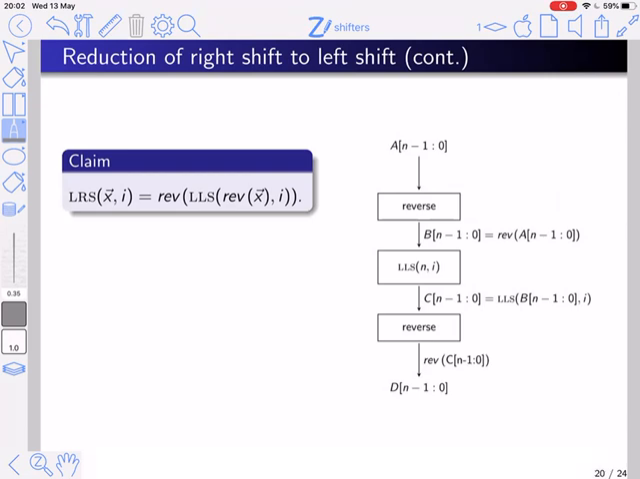So now we notice that by using reversals, we can reduce a right shift to a left shift. Namely, if I want to perform a right shift by i positions, I take A, I reverse it, then I do the left shift, then I reverse it, and I get the correct right shift. Okay? I will leave it as an exercise to you to check that this claim is indeed correct.